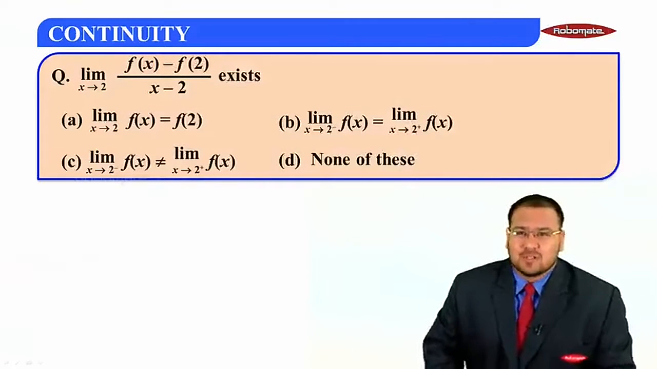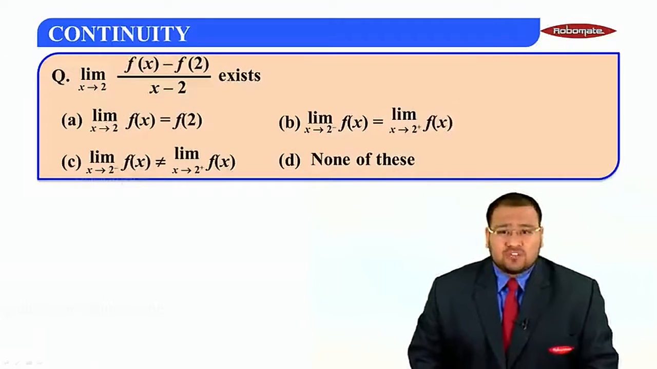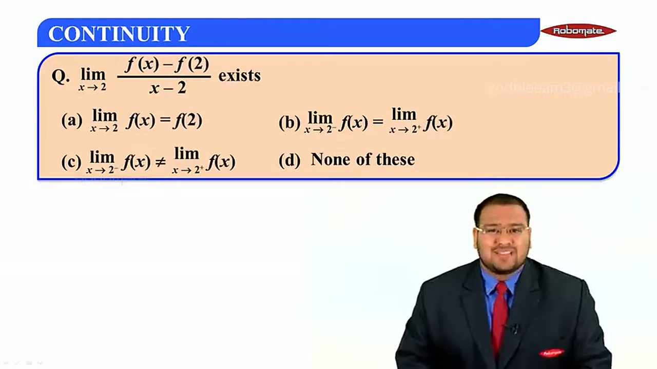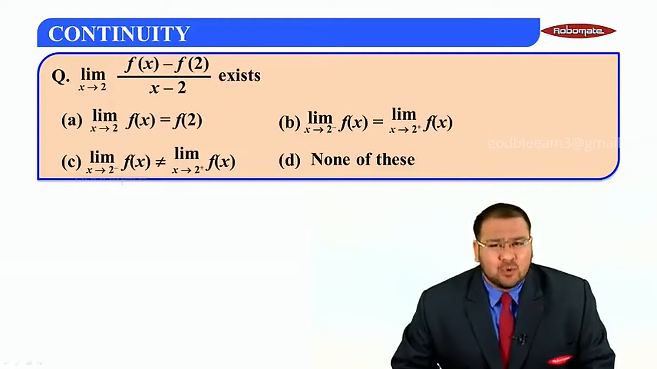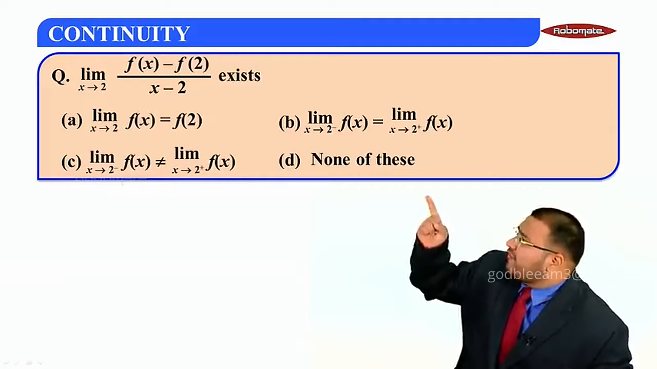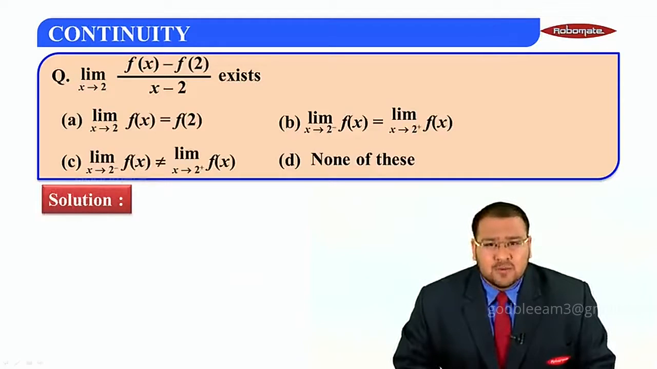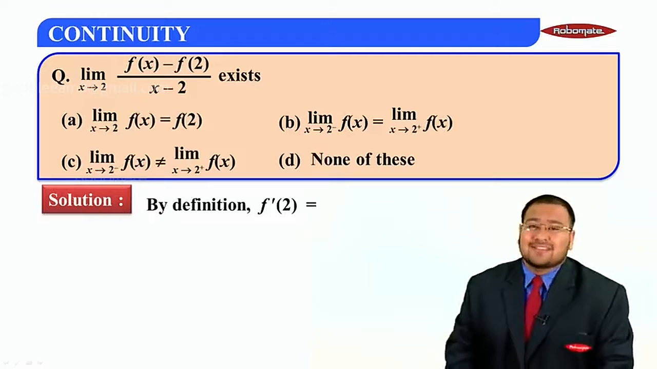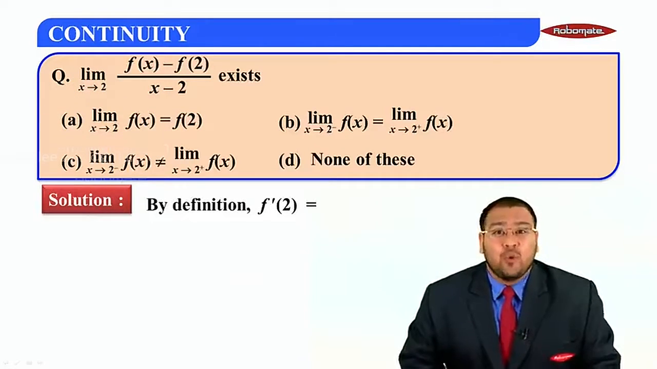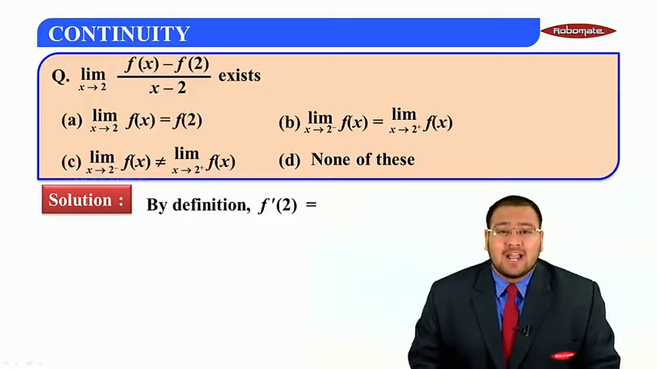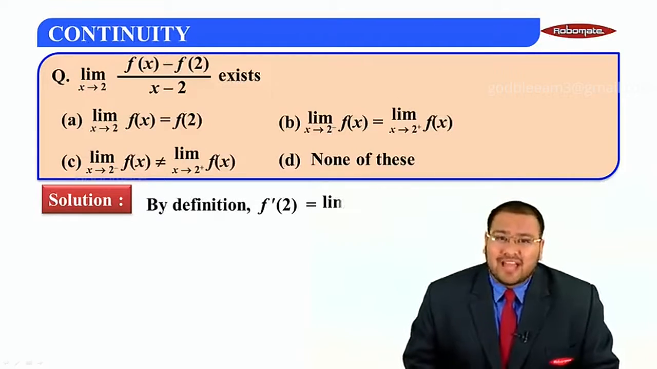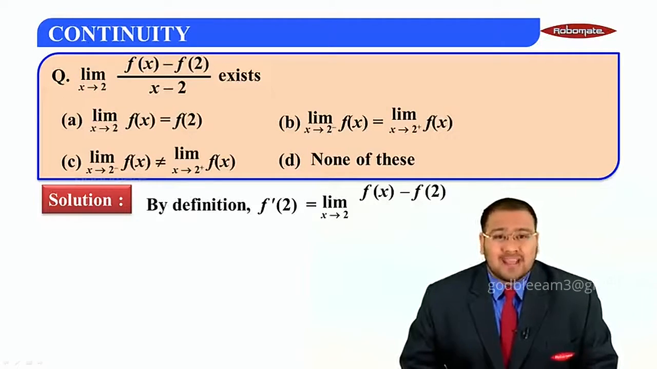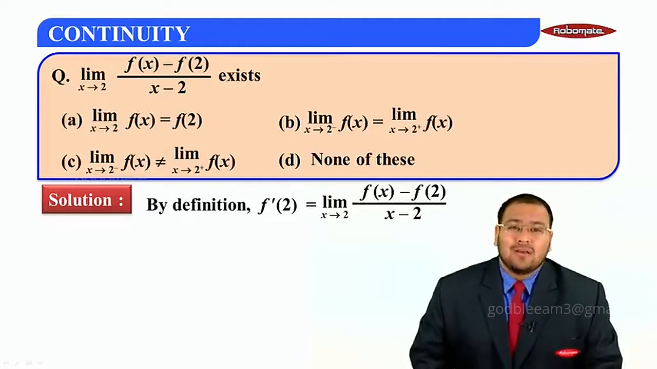Very interesting problems. The limit as x tends towards 2 of f of x minus f of 2, the whole upon x minus 2, exists. Now, my dear students, when you observe that function in the question, it is already a definition of f dash of x, that is f dash of 2 in this case. So, by definition, f dash of 2 is the limit as x tends towards 2 of f of x minus f of 2, the whole upon x minus 2.